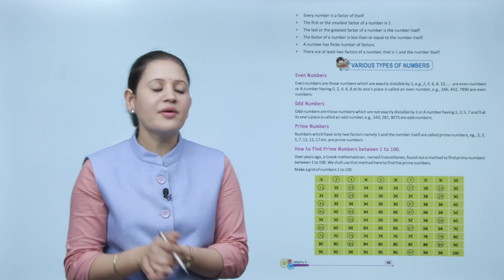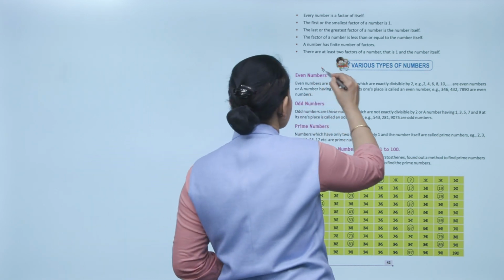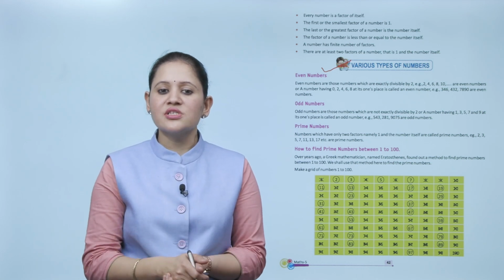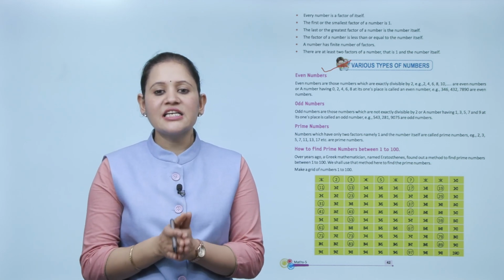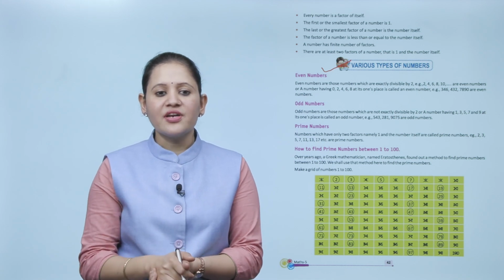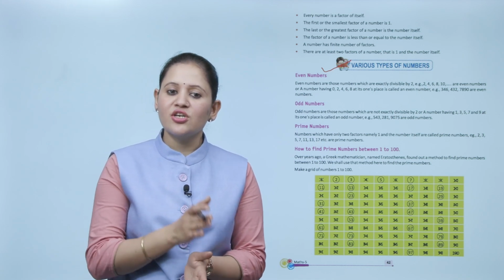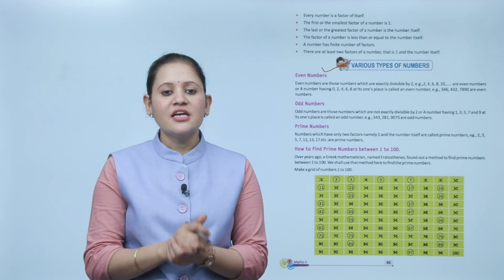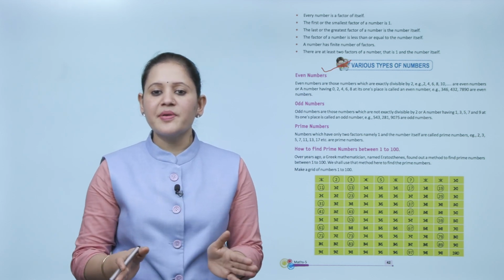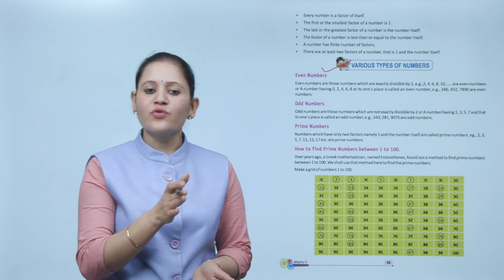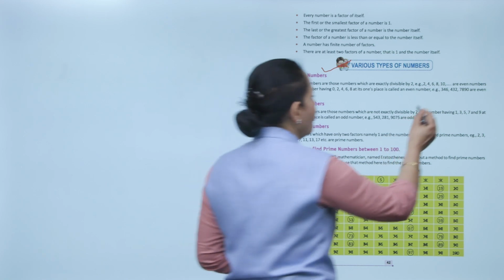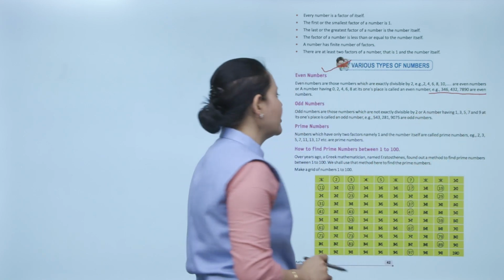Next is various types of numbers. First one is even numbers. Even numbers are those numbers which are exactly divisible by 2. 4, 6, 8 and 10 are even numbers. A number having 0, 2, 4, 6, 8 at its ones place is called an even number. All numbers which are exactly divisible by 2 and have 0, 2, 4, 6, 8 at the ones place are even numbers. Like here, all these numbers are even numbers.